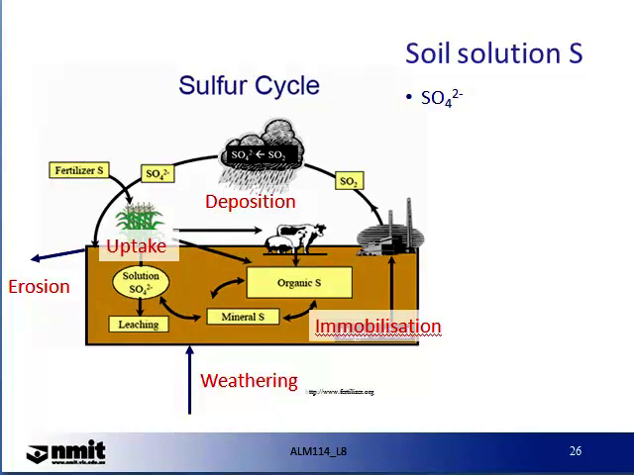When sulfur is in the soil solution, it is present as an SO4 compound, a negatively charged ion. The processes that cycle with sulfur include uptake, immobilization, weathering, deposition, and erosion. Also, sorption and precipitation will be considered. Inorganic sulfur occurs in solid phases in the soil as sorbed S or S minerals.